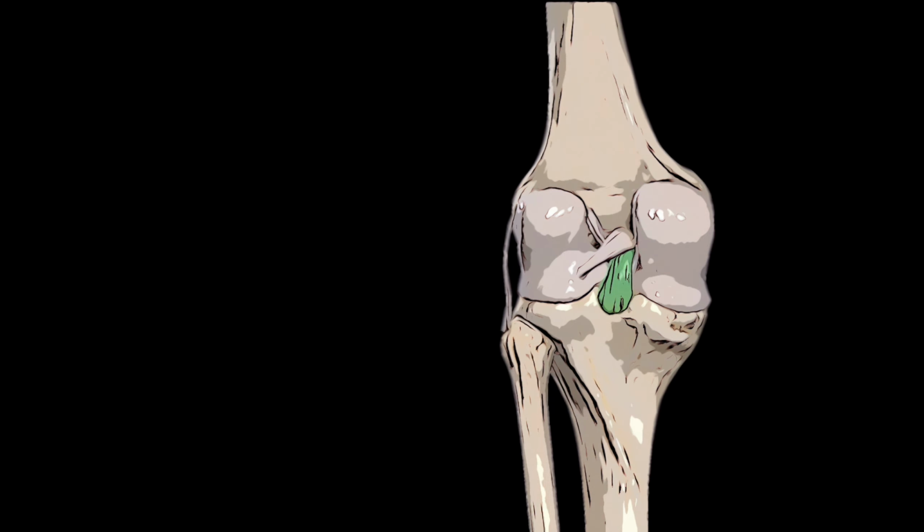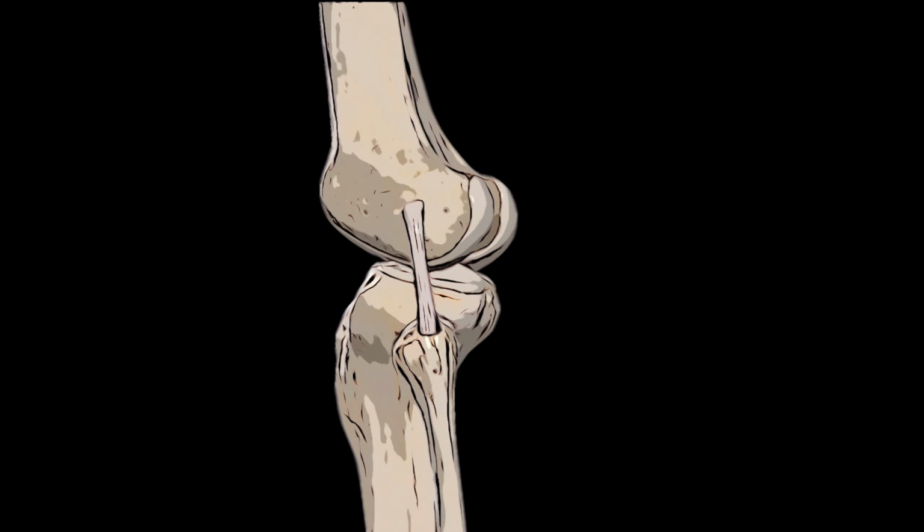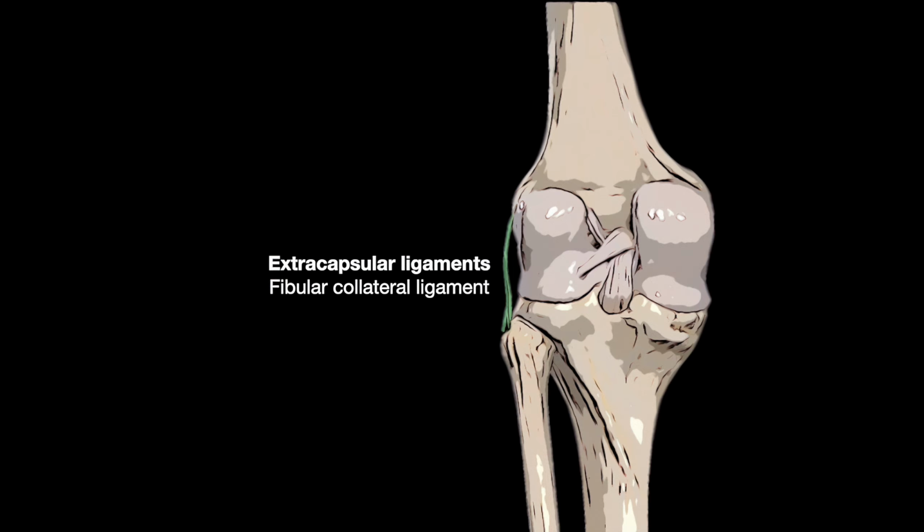The extracapsular ligaments include the fibular collateral ligament, or FCL. This is a broad band located along the lateral aspect of the knee region. It connects the lateral epicondyle of the femur to the head of the fibula. Unlike the tibial collateral ligament, the fibular collateral ligament is not fused to the lateral meniscus or capsule. Its main function is to keep the knee stable as it moves through its full range of motion.